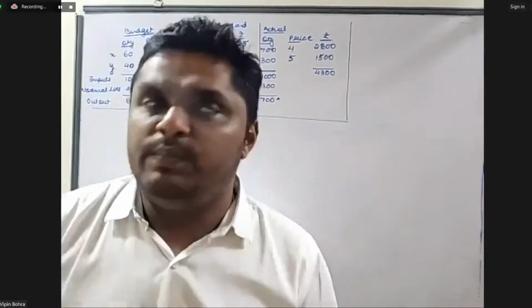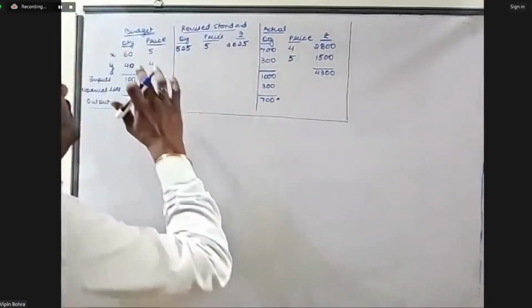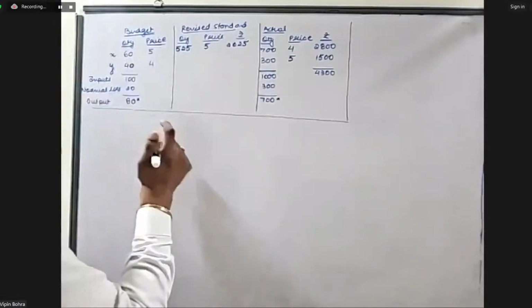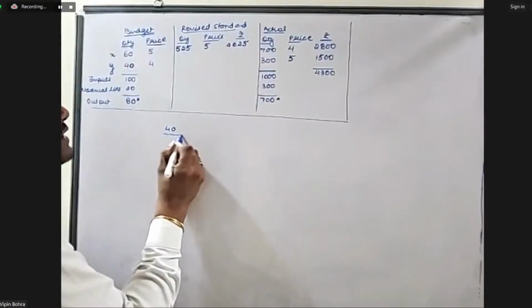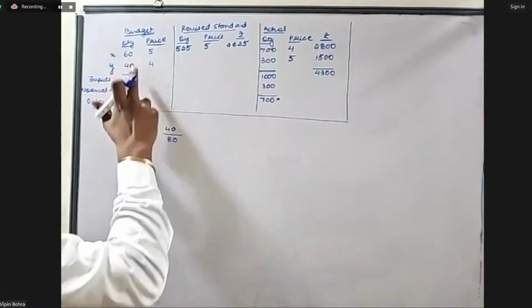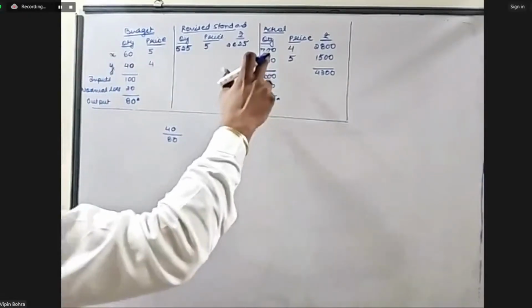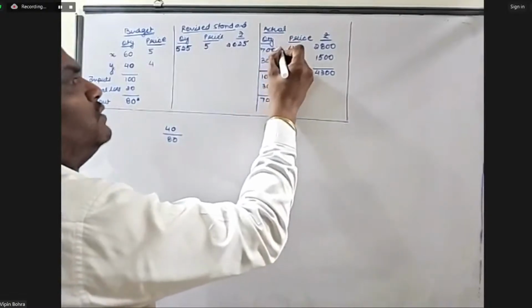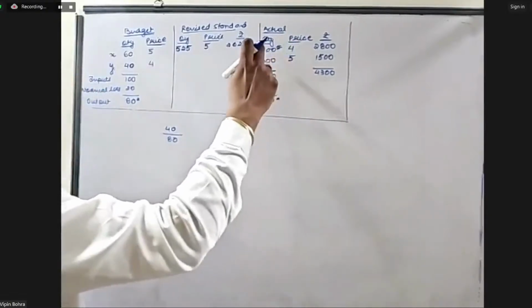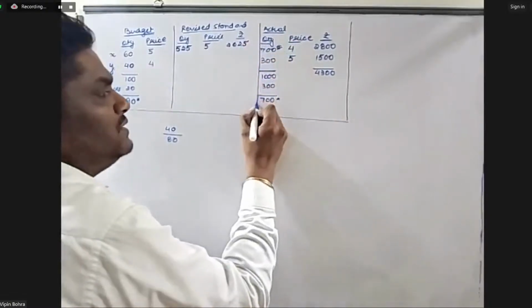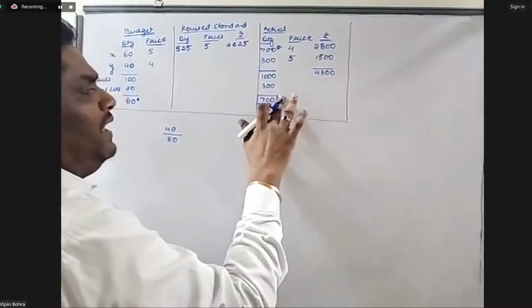The approach is very simple, wherein 40 kgs are used for 80 units of output. So for 700, I'm not using this 700. I'm not using this 700. I'm using the output, not the input.